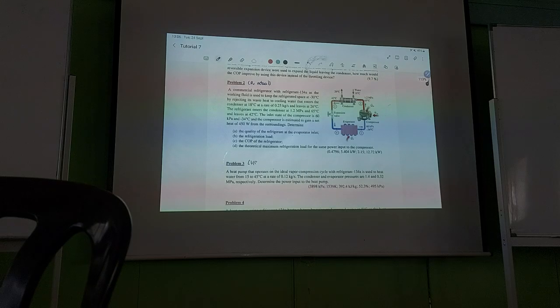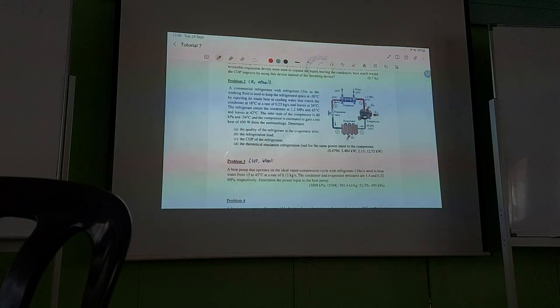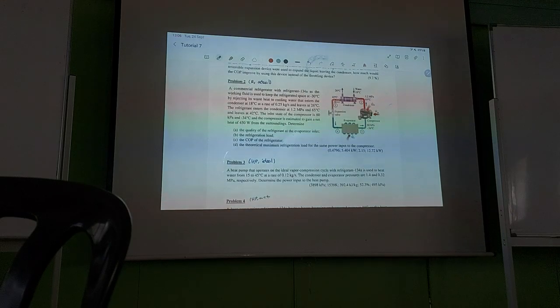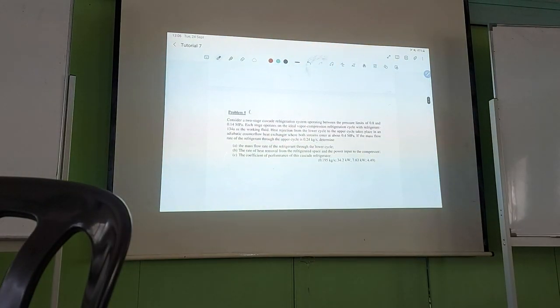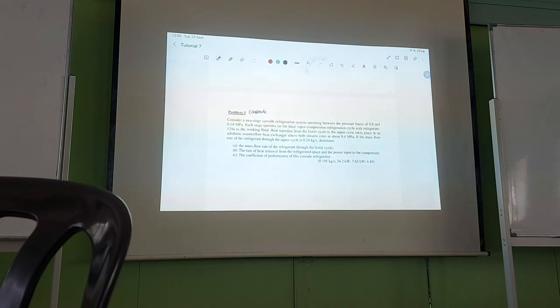You see this is actually the heat pump, but the ideal heat pump. And the last one, the fourth, is actually a heat pump. Then the last one, we have a cascade. I think it's an ideal one.